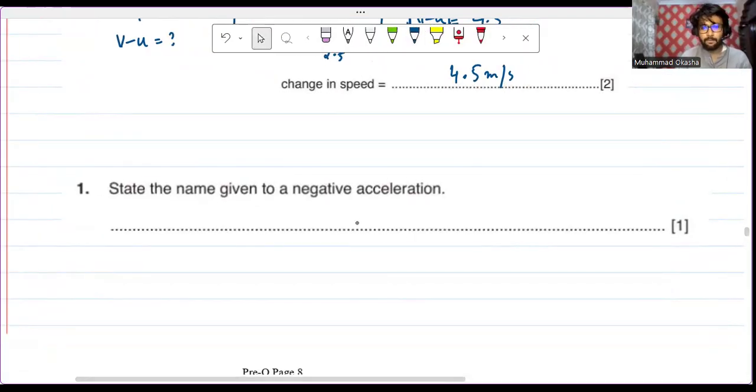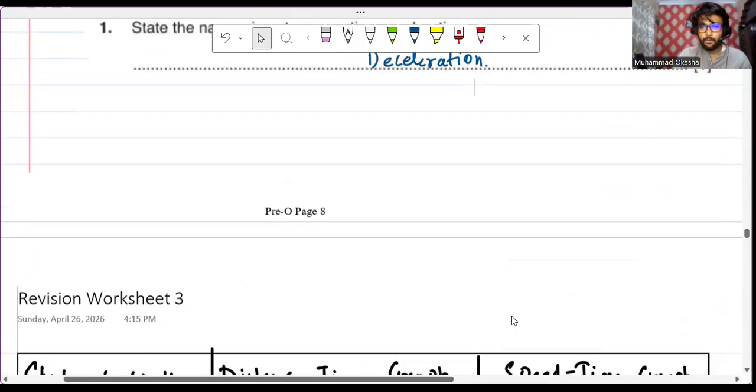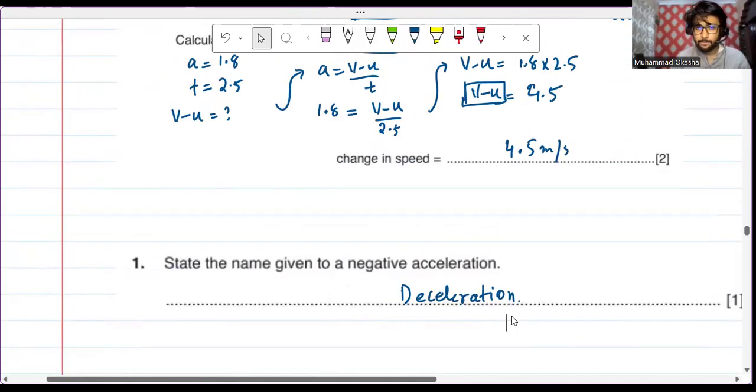State the name given to negative acceleration. We know that it is deceleration. Okay, you know the name. Right. So I hope it makes sense. I hope you got a pretty good idea on the basics, definitions, and using the formula to tackle the past paper questions.